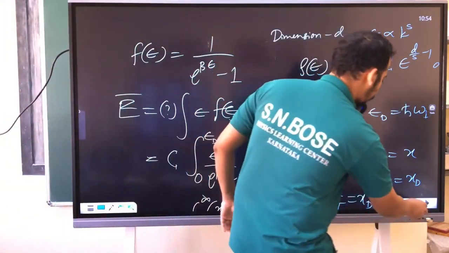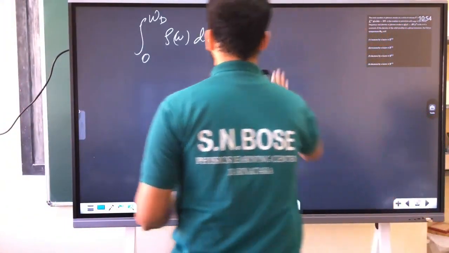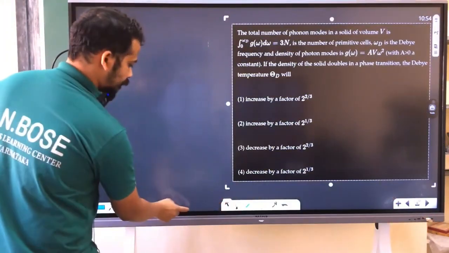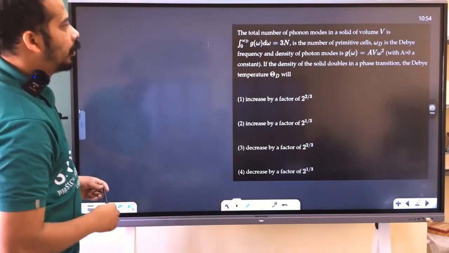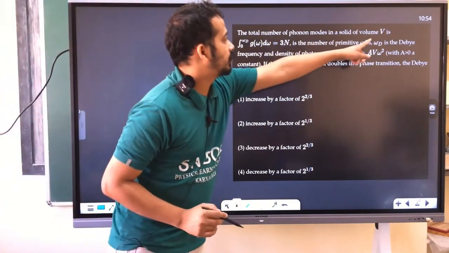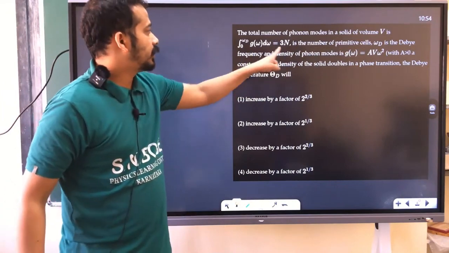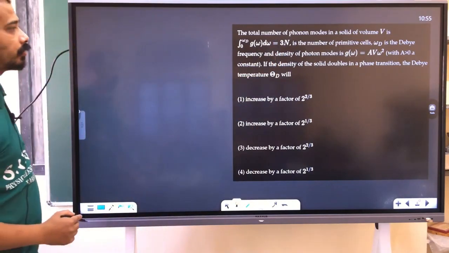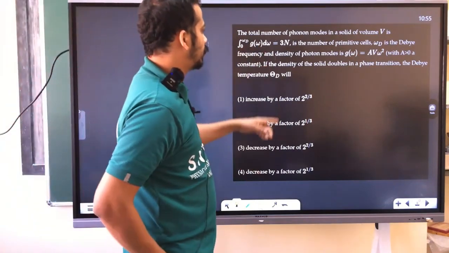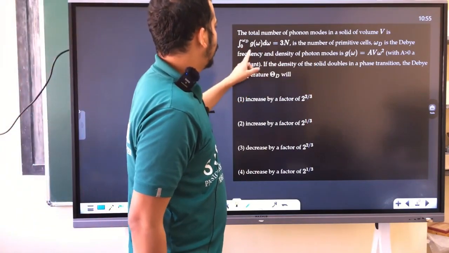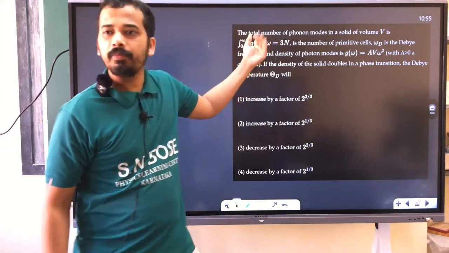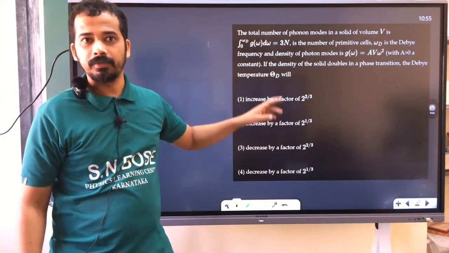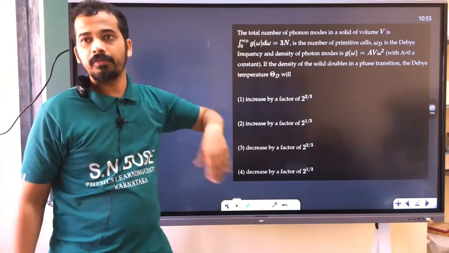Can I go to the problem? Can you see this problem? Total number of phonon modes in a solid of volume V is equal to 3N, and that's what I was saying. Total number of modes, they say like this: integral 0 to omega D of g of omega d omega equals 3N. G of omega, usually they will make it per unit volume, I told you yesterday, isn't it? In many textbooks they will define it per unit volume.